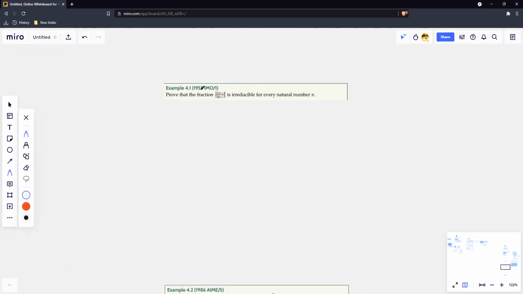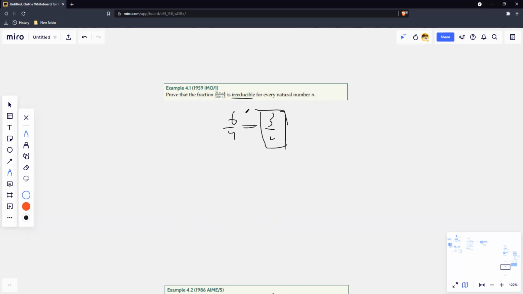Okay, this is an IMO question, I'm pretty sure it's the first IMO question, and IMO is International Mathematics Olympiad, so I don't know how this got in, but basically prove that the fraction 21n plus 4 over 14n plus 3 is irreducible. Irreducible basically means, let's say 6 by 4 is reducible, as you can reduce it into 3 by 2. But 3 by 2, can you reduce it anymore? No. So this is an irreducible fraction. You can't reduce it anymore for every natural number n.